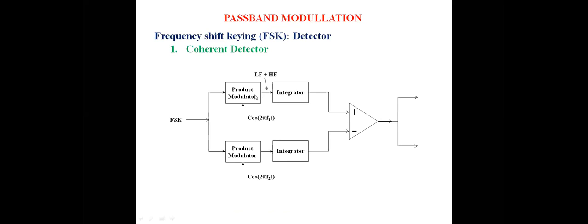If it is F2, the output of the upper product modulator will have 2 frequency terms. The output of the lower product modulator will have a constant term and a high frequency term. So the output of the upper integrator is 0, and the output of the lower integrator is some constant. Here this is 0 and this is some positive constant. The output is this input minus this input, so 0 minus k, so the output is minus k. When it is minus k, automatically the output is 0.